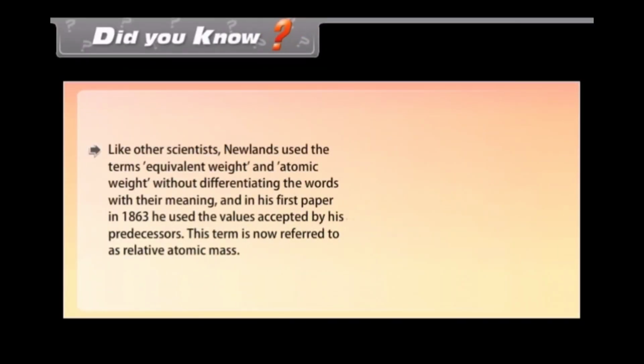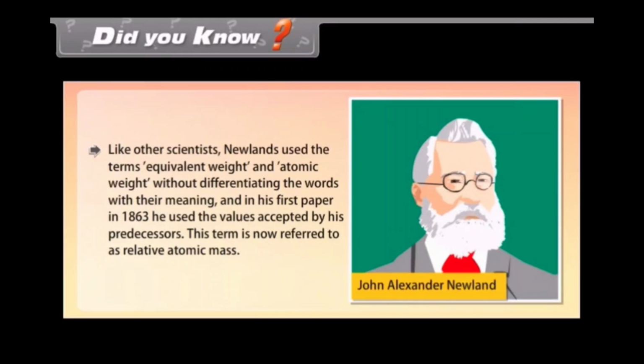Did you know? Like other scientists, Newland used the terms equivalent weight and atomic weight without differentiating their meaning, and in his first paper in 1863, he used the values accepted by his predecessors. This term is now referred to as relative atomic mass.